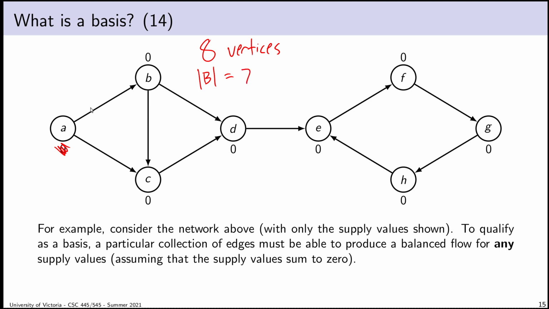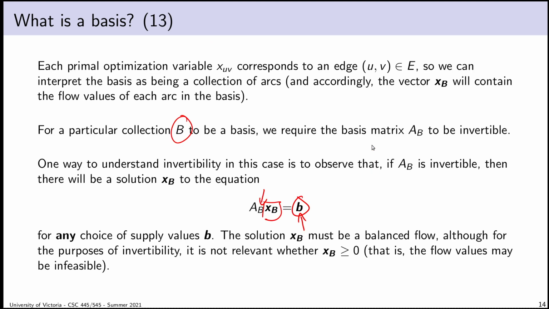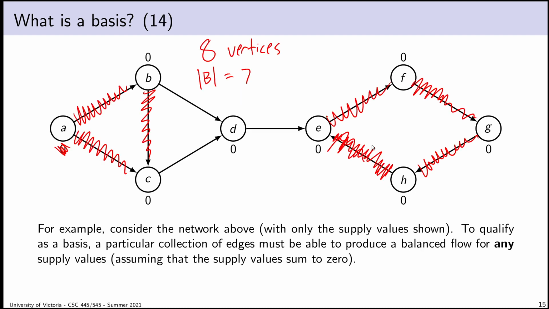Okay, let's choose 7 arcs. Okay, how about these? 1, 2, 3, 4, 5, 6, 7. Okay, there's 7 arcs. So this is at least the right number of arcs to be a basis. In order to be a basis, to meet this criteria that I laid out on the previous slide, slide 14, there needs to be a way to produce a balanced flow for any valid distribution of supply and demand.